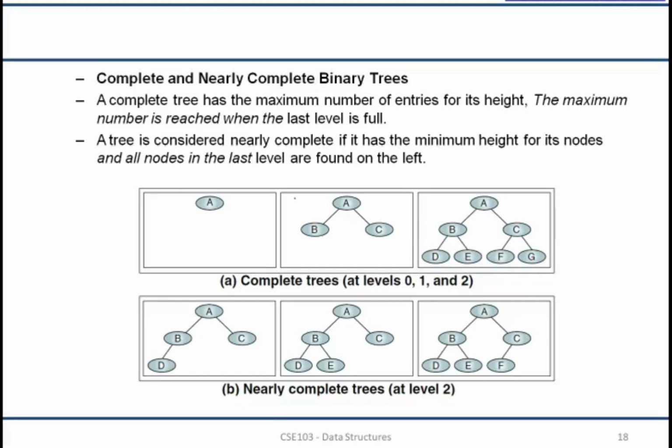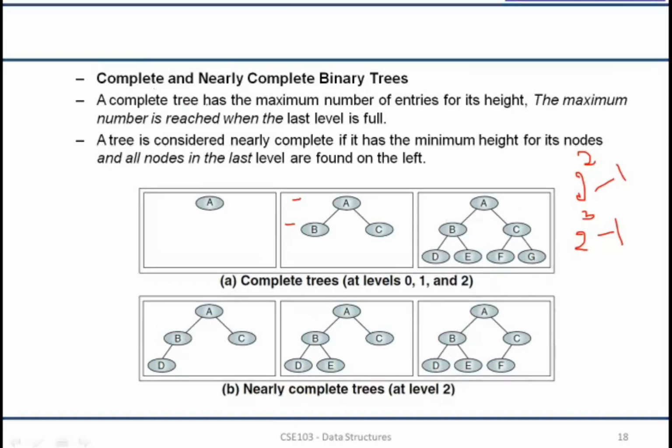Here the height is 2, so 2 power 2 minus 1: 2 power 2 is 4, minus 1, so totally 3 nodes must be there. 1, 2, 3. And here the height is 3, so 2 power 3 minus 1: 8 minus 1 is 7 nodes. 1, 2, 3, 4, 5, 6, 7. So this is what is called a complete binary tree.